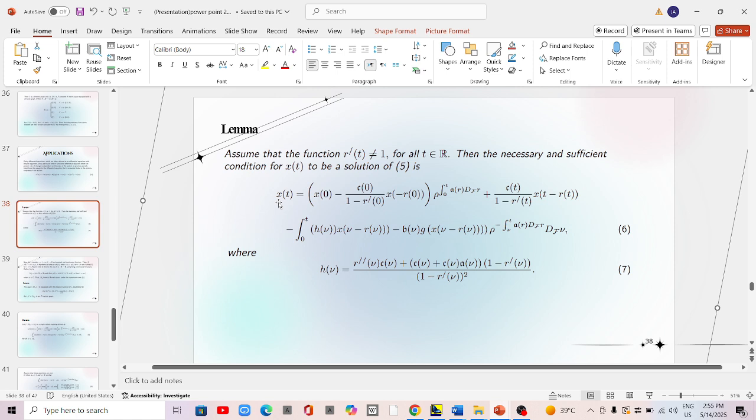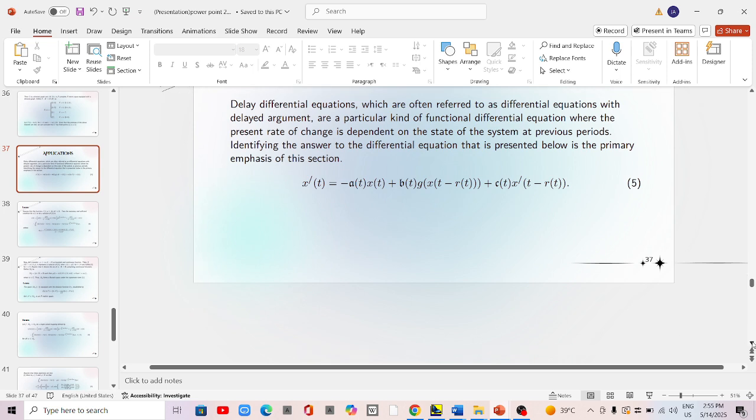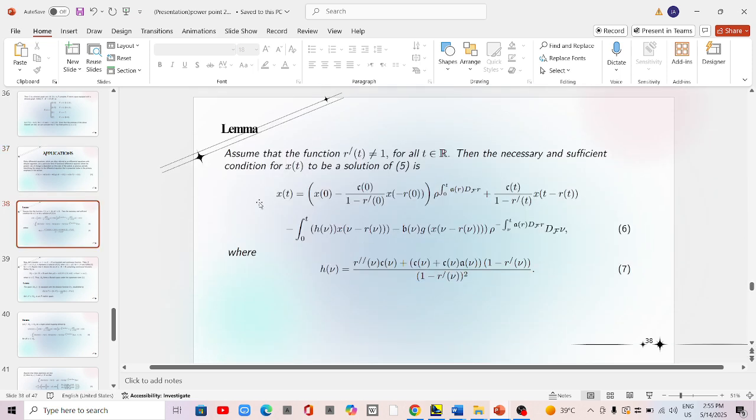Okay. So if we want to find the equation of the solution of this equation 5, it is a well known fact that this x of t is a solution of the above, if it is defined in this way. Now I link it with the fixed point theory.